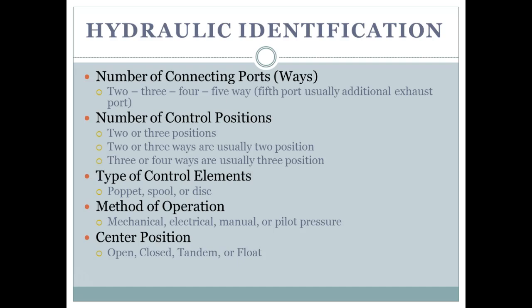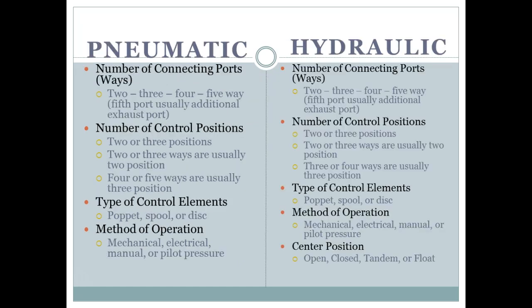So hydraulic valves are identified by the number of ports, which we call ways, the number of control positions, 2 or 3 positions, the type of control element, a poppet, spool, or disc, and the method of operation: mechanical, electrical, manual, or pilot pressure. The only big difference, and we can look at this, is comparing hydraulics to pneumatics. So we start off with the number of connected ports. It's exactly the same thing on both. It says the number of control positions. It's exactly the same on both sides.